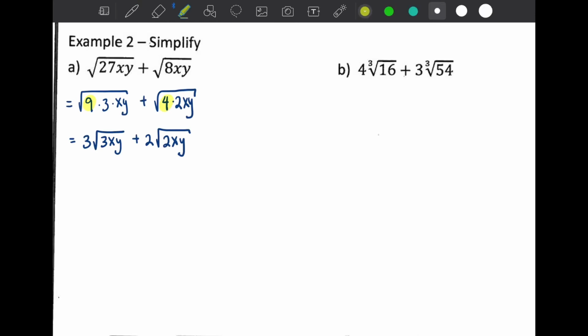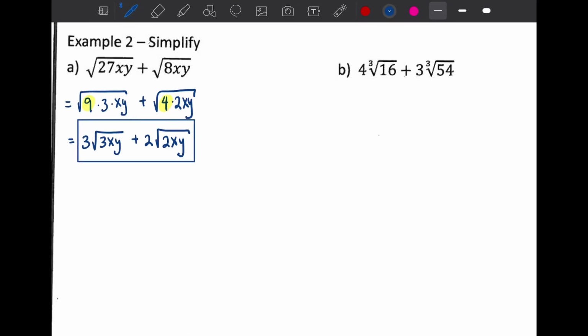We cannot simplify further because these are the furthest we can go to make it look like a like radical, but unfortunately we have 3 here and 2 here inside the radical. This means these two terms are not like radicals. This is the most simplified form.